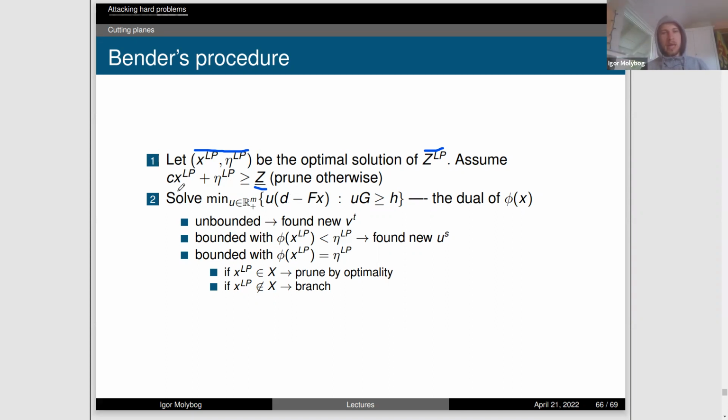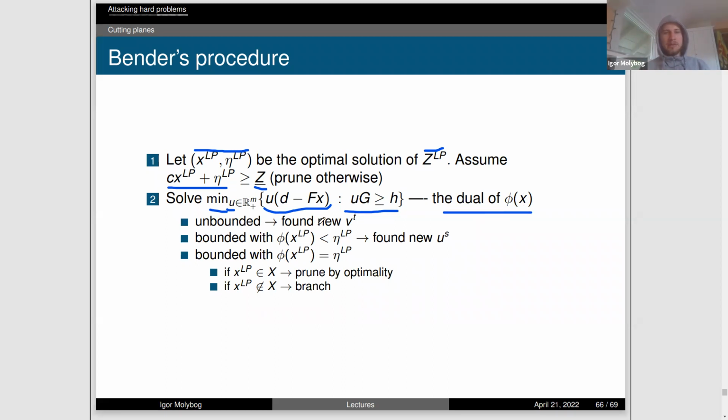So having this solution, let us solve the minimization problem that is the dual of the problem defining phi of X originally. It's a minimization over the dual variables U over the set capital U that we have defined before, but now I just wrote down UG greater than or equal to H, and the objective function just like the one that we have considered just now. Now we can consider 3 different cases. First, the corresponding problem can be unbounded.